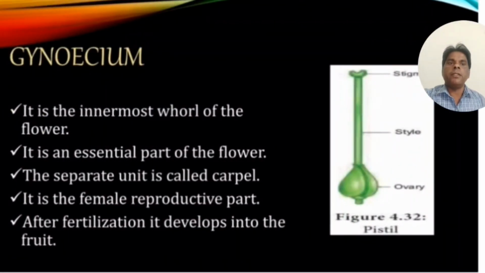gynoecium. The female reproductive whorl consists of one or more pistils, also called carpels. The structure of pistil is divided in three parts: stigma, style, and ovary. The stigma is the sticky or feathery tip that captures pollen. The style, a slender tube connecting the stigma to the ovary, allowing pollen tube to grow toward the ovules.